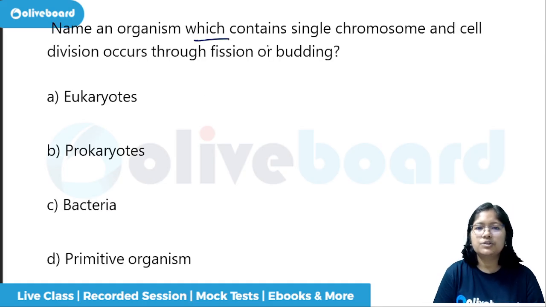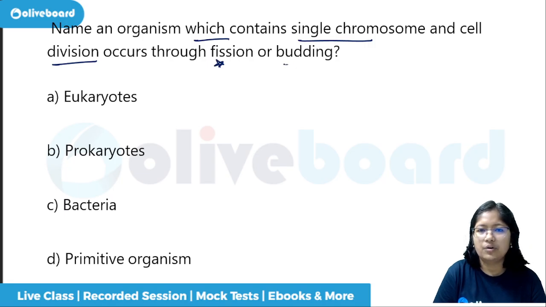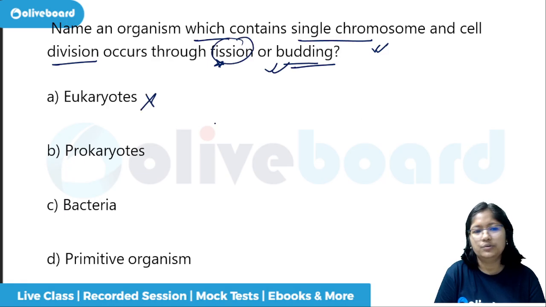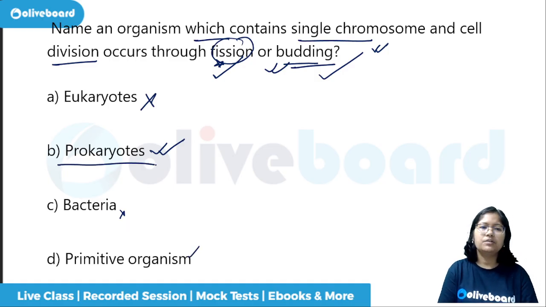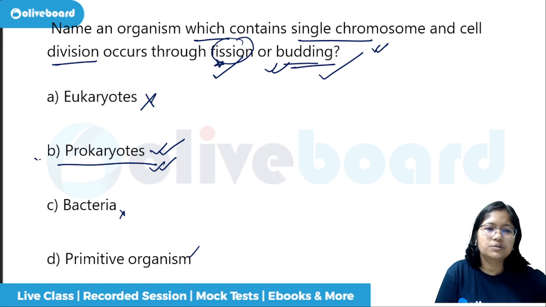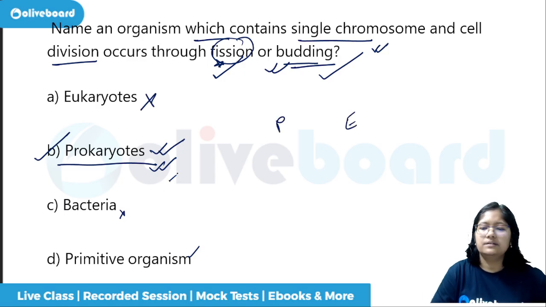Name an organism which contains a single chromosome and cell division occurs through fission or budding. So an organism which will contain one single chromosome, and cell division is through fission or through budding. Is it eukaryotes? No, eukaryotes will not do like that. Is it prokaryotes? Yes. In case of prokaryotes, they have the single chromosome and the cell division is through fission or through budding. Are they the bacteria or the primitive organism? Okay, primitive organism, but the best option here is prokaryotes. So we have the prokaryotes and the eukaryotes. So the answer here is prokaryotes.